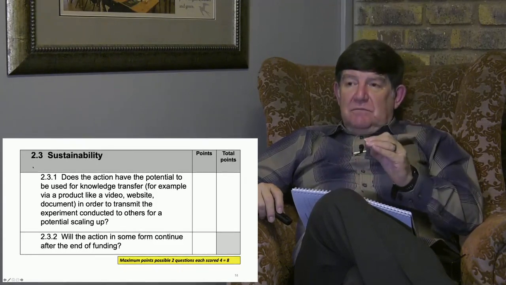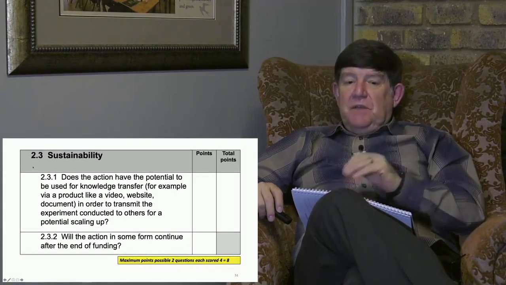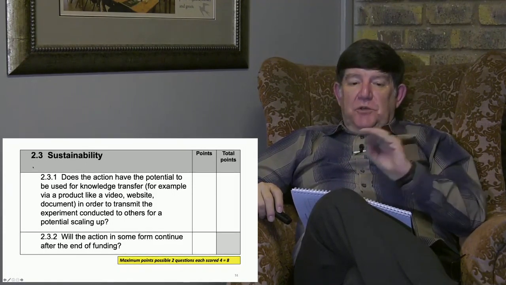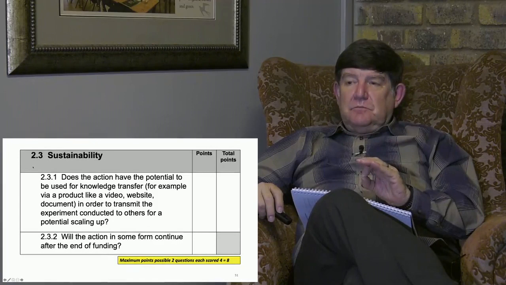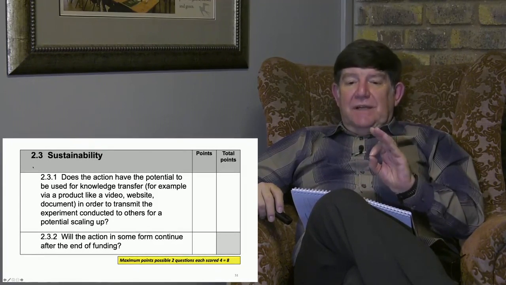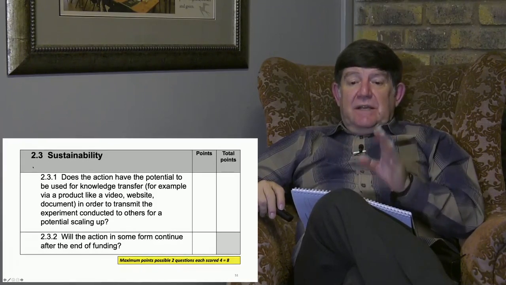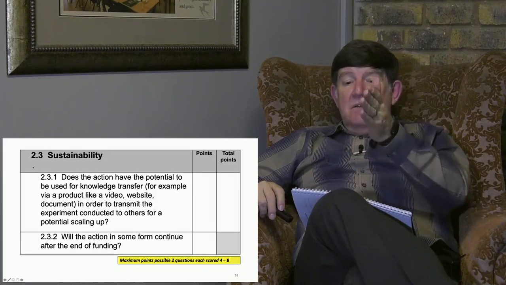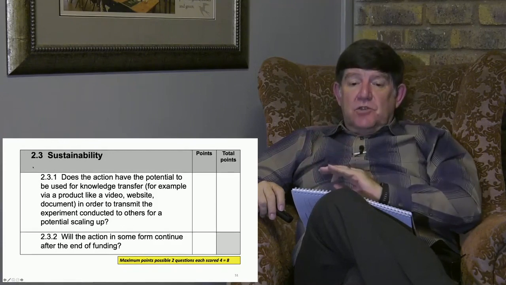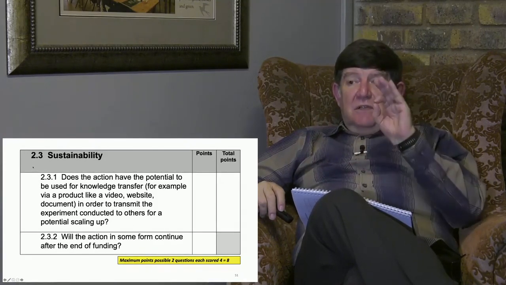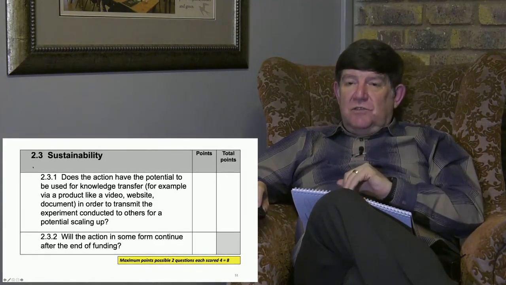Your proposal, is it good or is it excellent when we ask this question? Will the action, 2.3.2, will the action in some form continue after the end of funding? Looks like a very simple question that actually asks a yes-no question. This is not a yes-no question. This is scored very weak, good, or excellent. What will your score be in terms of the potential and sustainability of your action after completion? Maximum of 8 scores on sustainability.